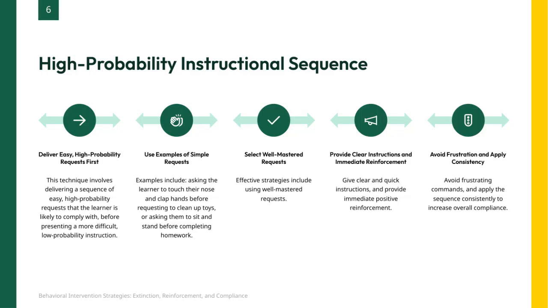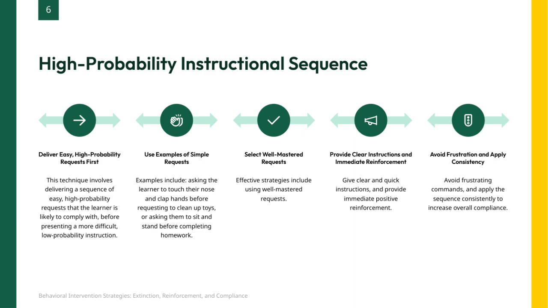Here, we're looking at the high probability instructional sequence. The core idea is to start with simple, easy requests that the learner is very likely to follow. This helps build momentum before moving on to more challenging instructions. For example, you might ask the learner to touch their nose or clap their hands first, which are straightforward actions. Then, you can gradually move to more demanding tasks, like cleaning up toys or completing homework.